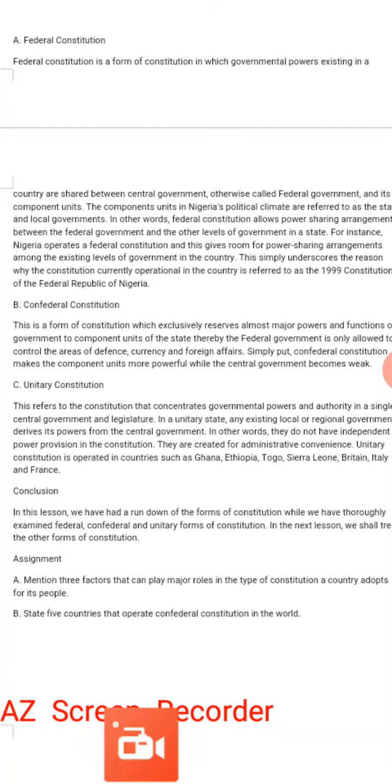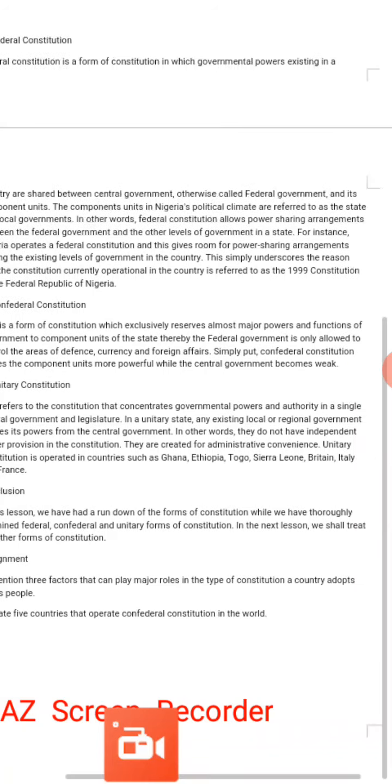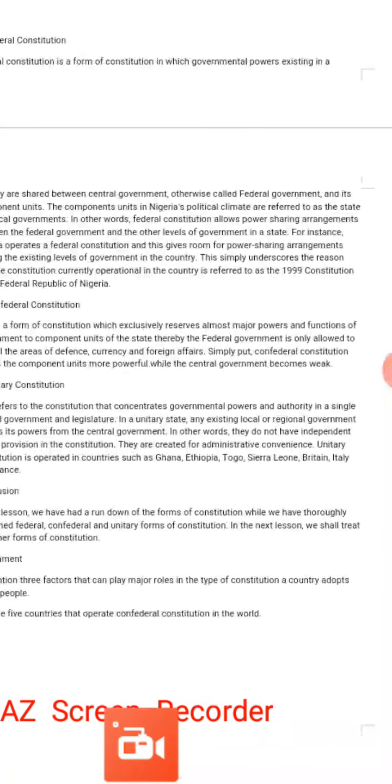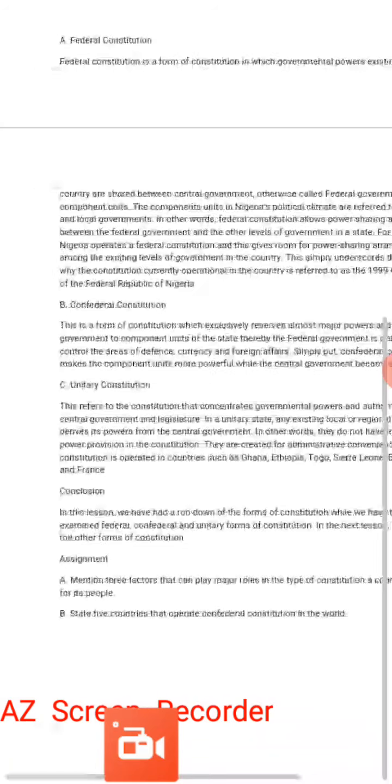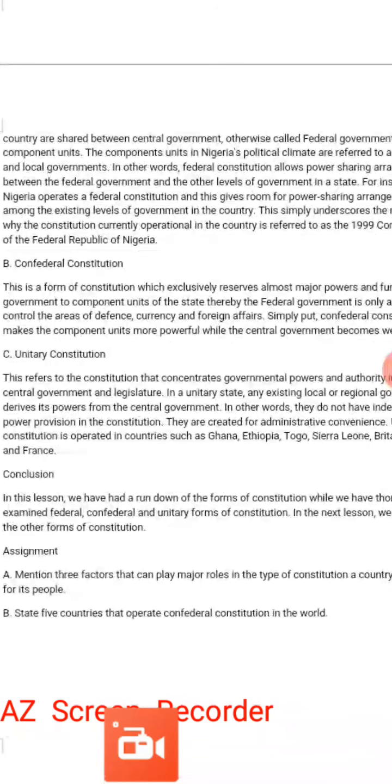C. Unitary Constitution. This refers to the constitution that concerns governmental powers and authority in a single central government and legislature. Unitary government gives more powers to the central government as well as the legislature. I want to believe that you haven't forgotten that the major role of the legislature is to make laws, while they have some other oversight functions that the Constitution has given to them.